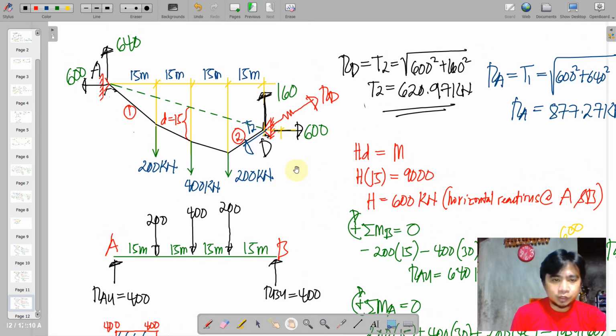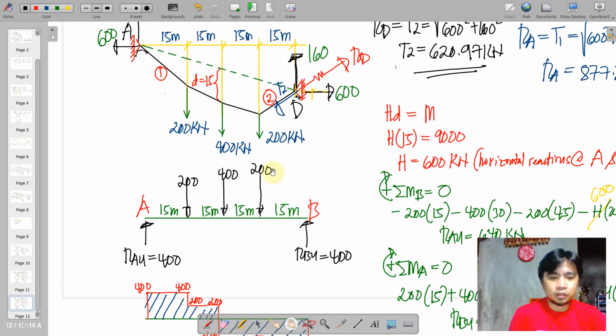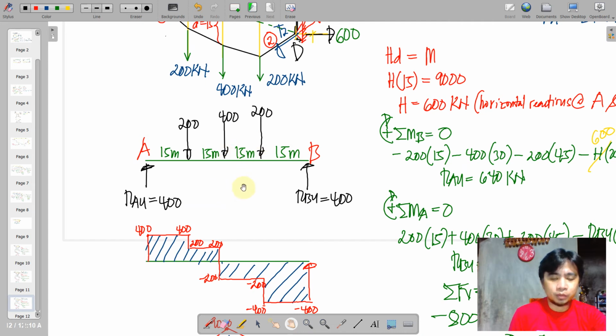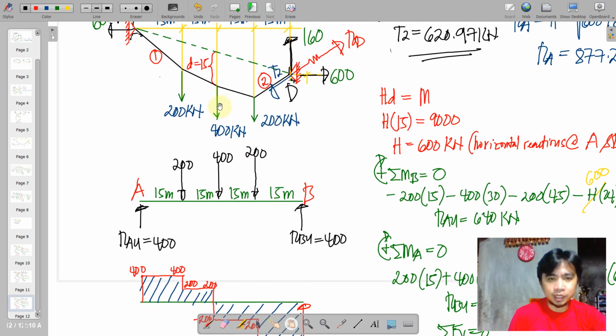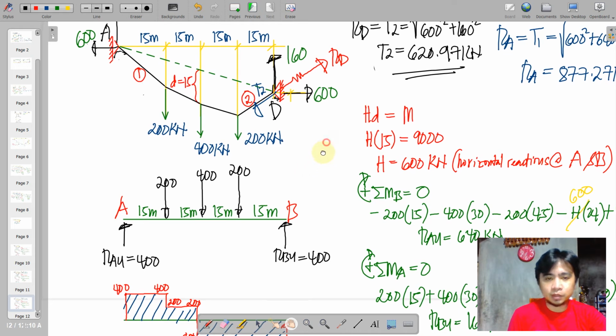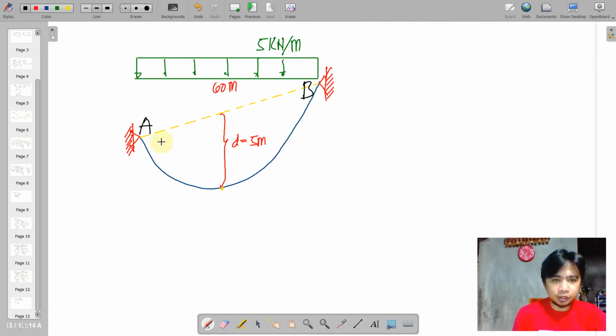The variation is that this problem contains the sag distance at the point where the maximum moment occurs. Okay, that is in point C, actually on the 400 kilonewton. So that's it for this problem. So let us try another one. Okay, so let us consider this one.